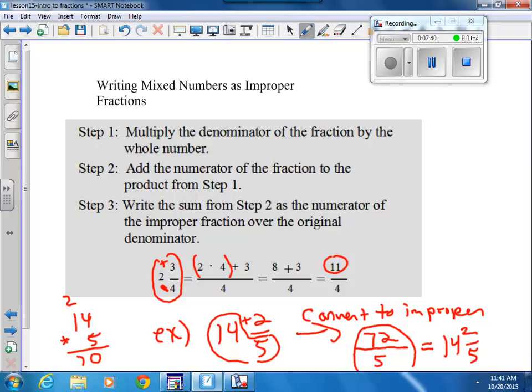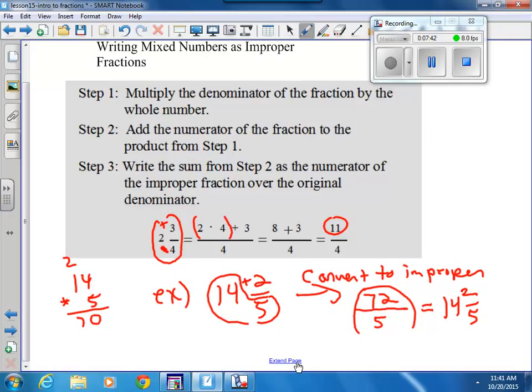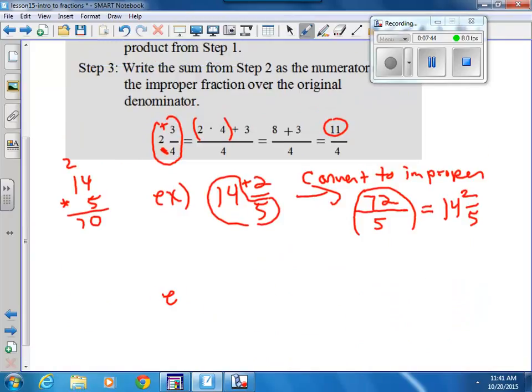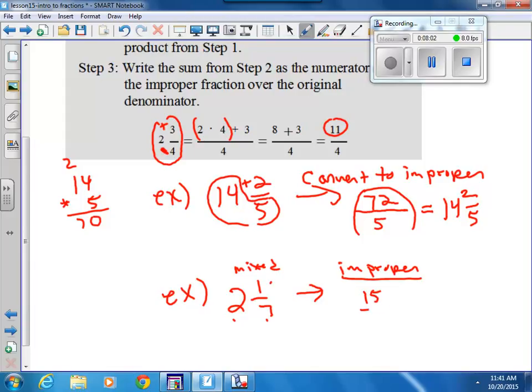So definitely practice. Let's do another one of those. Just practice, rinse and repeat. Converting from mixed, so 2 1/7. If I convert that from a mixed number to an improper fraction, 7 times 2 makes 14, plus 1 makes 15, so 15 over 7. And voila, that's not too bad.